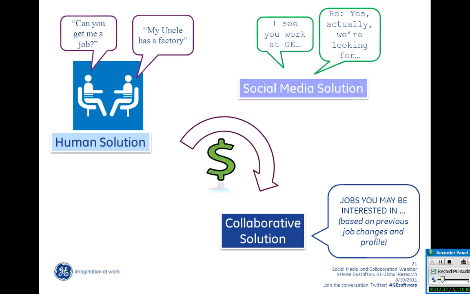So on the top left, we have what I'd call the traditional human solution. Somebody is searching for a job, and they meet with their neighbor, their friend, somebody, and they ask them, hey, can you give me a job? Do you know of something? And the person replies, yeah, I know somebody. Go talk to this person or go to that company. I think I can help you out.